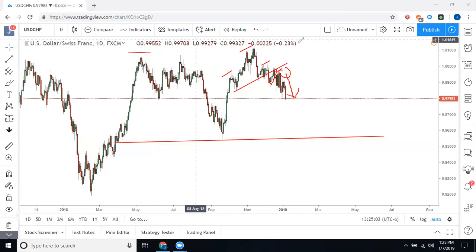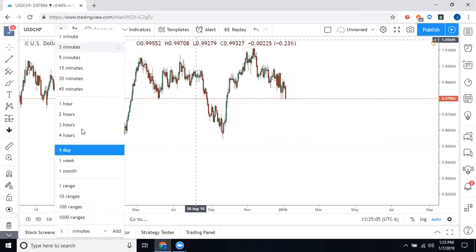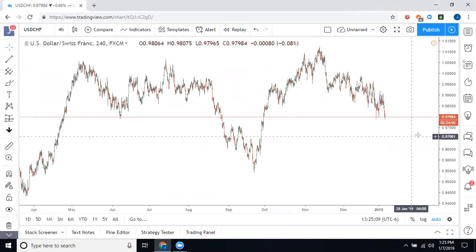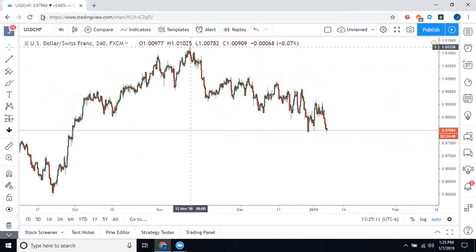So you can even jump down to the 4 hour, you'll notice the 4 hour looks as if it might be a good point to get back in. Yeah, I'm kind of upset we missed that retest again, because that was a pretty solid level that it broke.